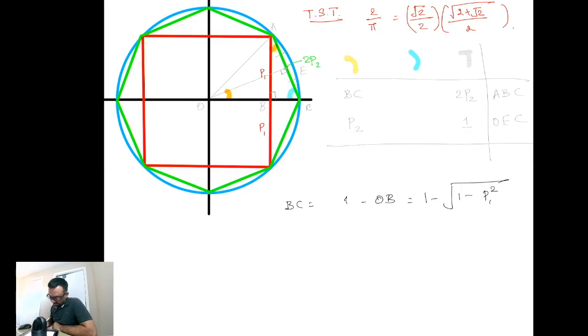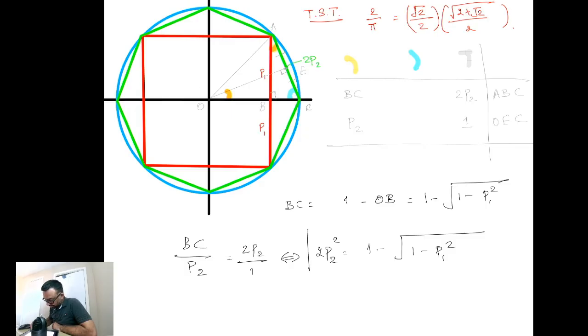We have a nice relationship, using BC by P2 equals 2P2 by 1. I have 2 times P2 square should be equal to 1 minus root of 1 minus P1 square. So far we are in good shape. Now let's simplify this a little bit.